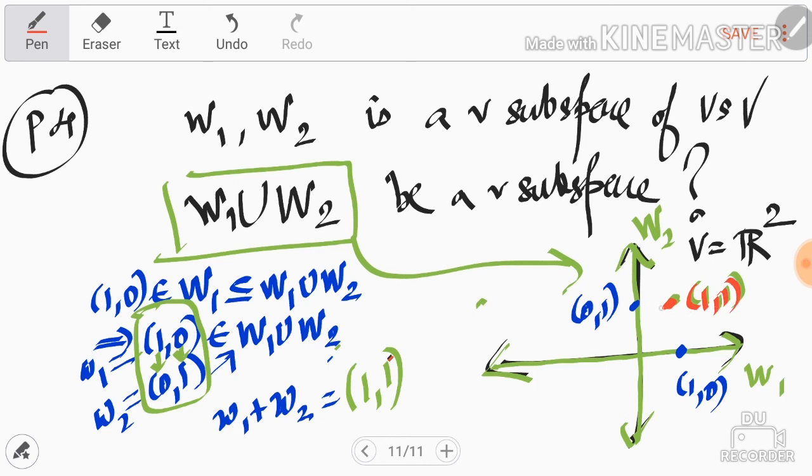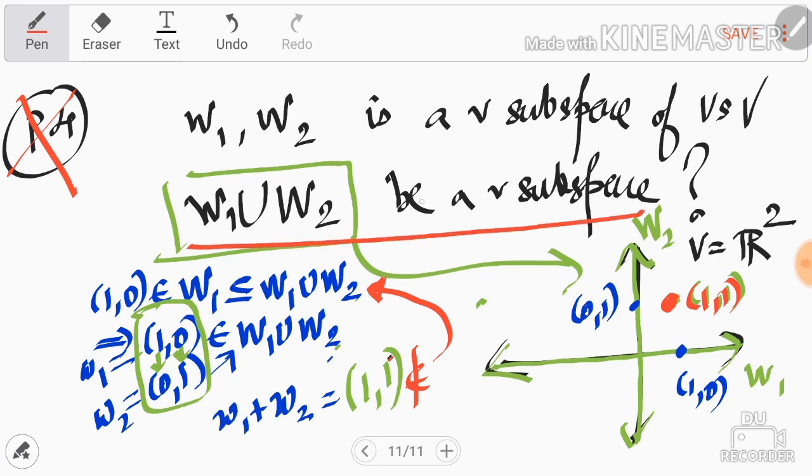And 1, 1 jumps out of the space W1 union W2, and hence this does not belong to the space W1 union W2. This violates the second property of a vector subspace, and hence W1 union W2 cannot always be a vector subspace.